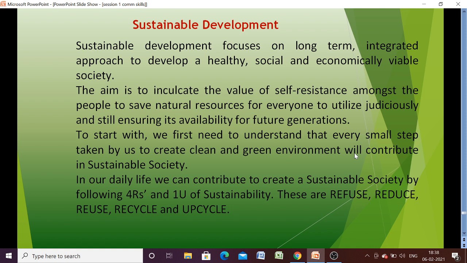Okay, so basically we can contribute to create a sustainable society by following 4 R's and 1 U. Now, what is 4 R's and 1 U? So, 4 R's mean refuse, reduce, reuse, recycle, and upcycle. Now, this may be asked in your exam, that is, what do you mean by 4 R's and 1 U of sustainability? Then you have to explain that refuse, reduce, reuse, recycle, and upcycle.